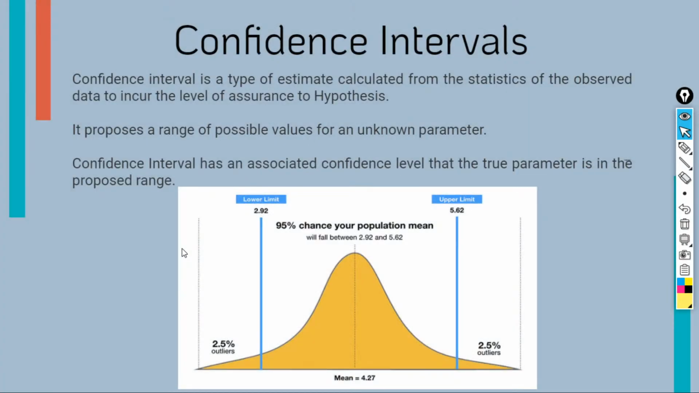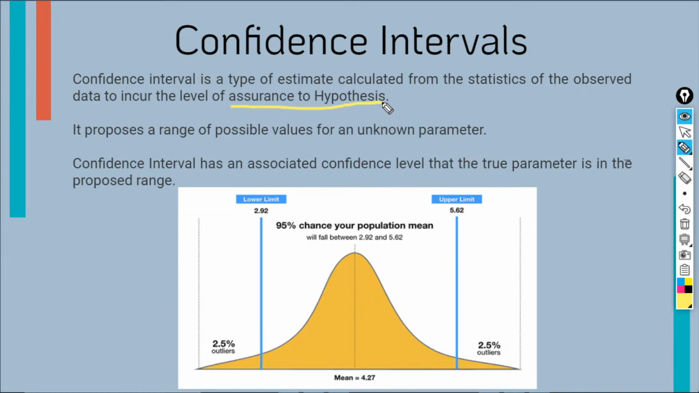First, theoretically, confidence intervals. A confidence interval is basically a type of estimate calculated from the statistics of the observed data to give a level of assurance to the hypothesis. So the keyword here is assurance to the hypothesis. I'll explain this with an example in very layman's terms. It proposes a range of possible values for an unknown parameter. A confidence interval has an associated confidence level that the true parameter is in the proposed range.